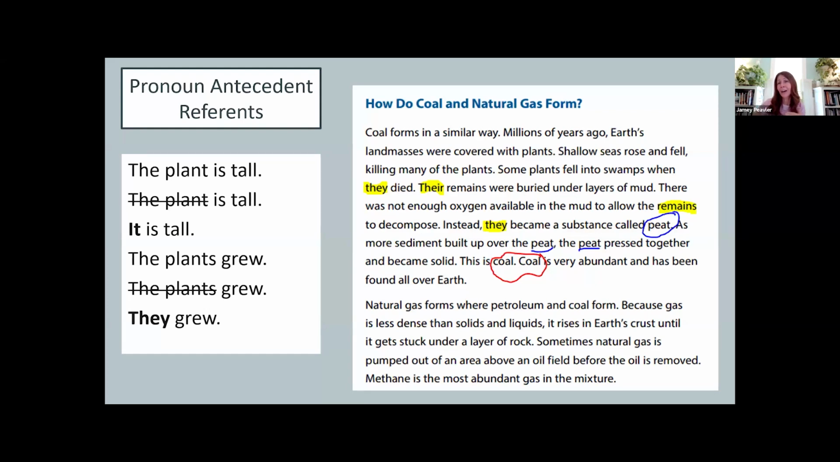So if I skip down a couple of sentences, that might look like this. Some plants fell into swamps when they died. So they is another name for, and they would tell me the plants. Okay, good. Their remains. Whose remains? The plant's remains were buried under layers of mud.